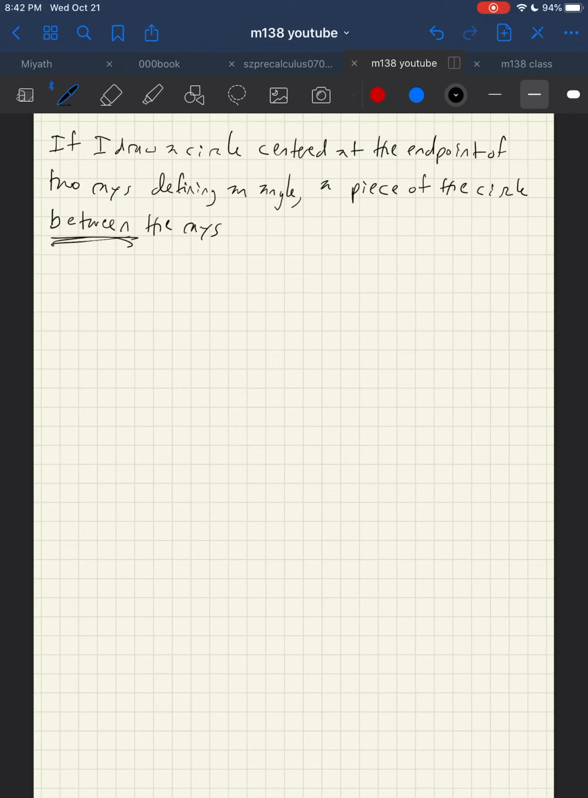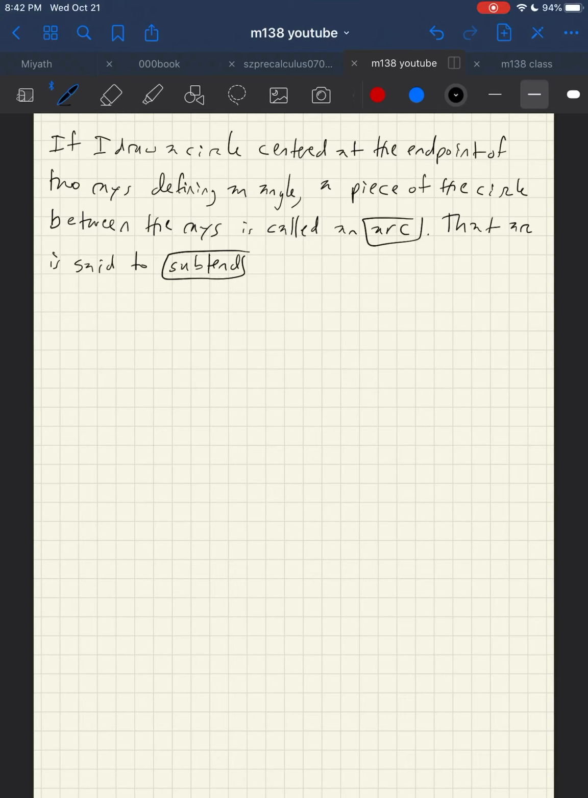And I'm not going to be too careful about defining "between" because it can mean numerous things. Between the rays is called an arc. That's the arc of a circle. That arc is said to subtend the angle. This is a fun new verb.